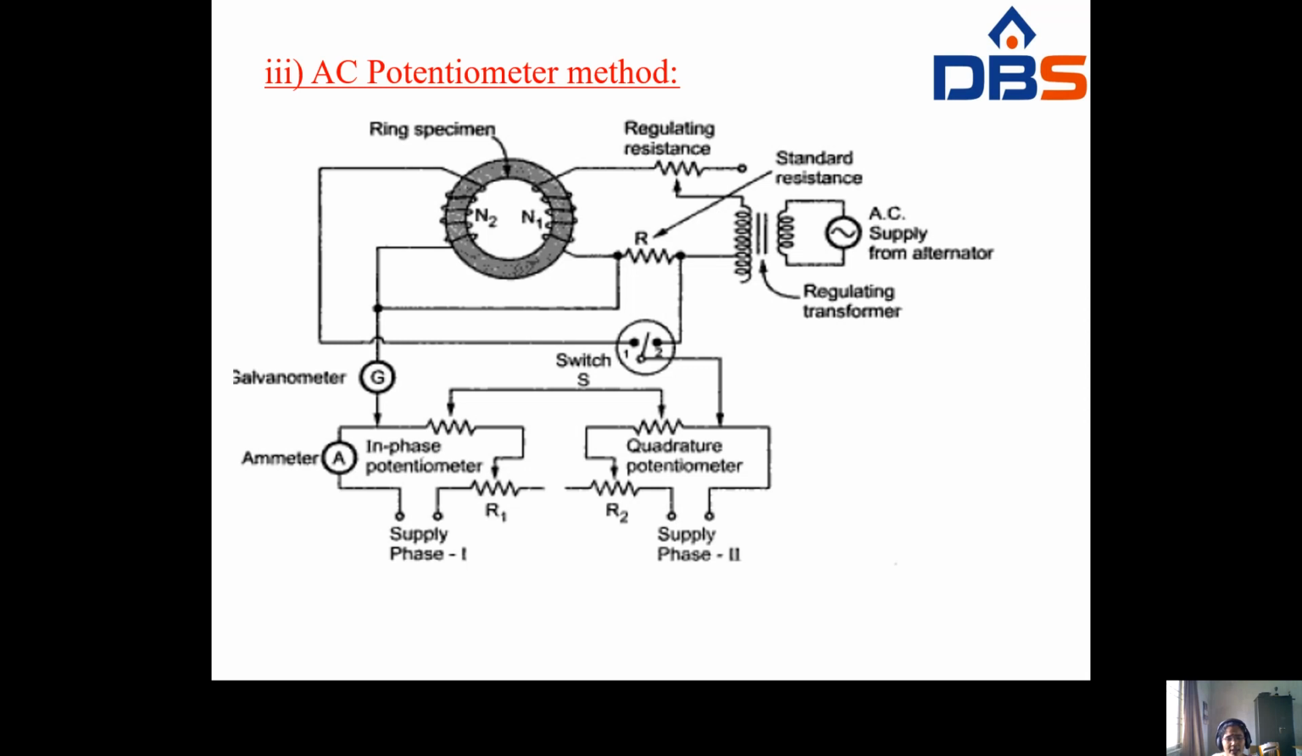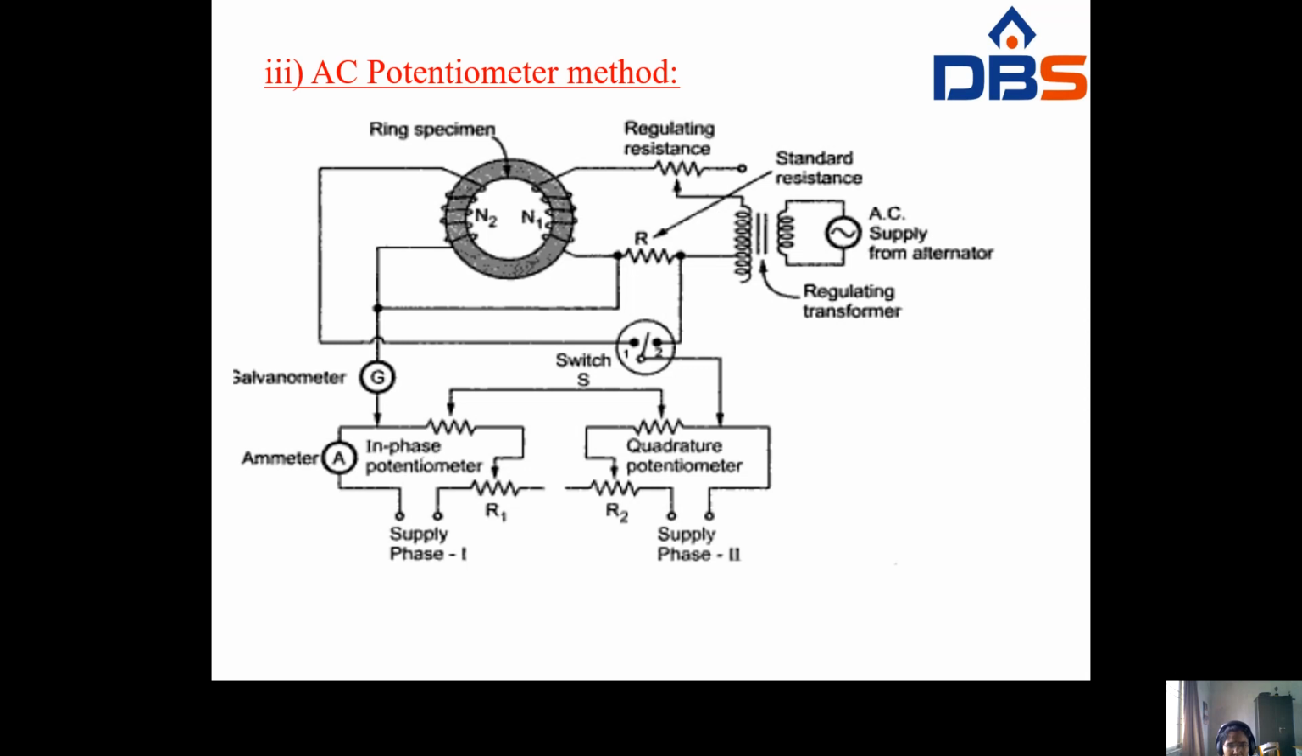By using the AC potentiometer method, we can also find out the iron losses. You already know about the construction and operation of this AC potentiometer method. This was also discussed in our third or fourth unit. This is a ring specimen having a number of turns. The primary has N1 turns, and similarly the secondary has N2 turns.